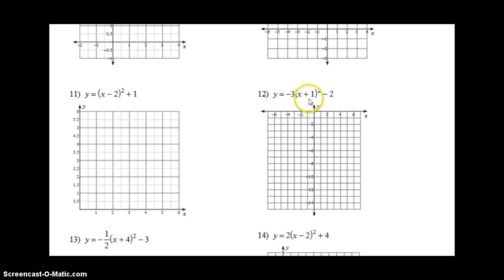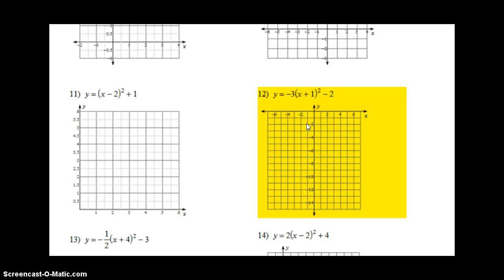As for number 12, my h is going to be -1, because normally it's x minus h, but this is a plus 1, which means h is -1, and my k is -2. So the vertex of my parabola is going to be at -1, -2. So right there. And the -3 out in front tells me that the initial slope of my parabola is going to be -3. So that means it's going to be facing downwards.